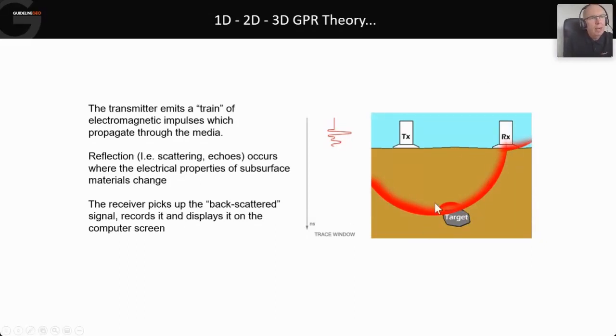A small part of the energy that's transmitted out from the TX, a small amount of that energy, has reached the target, and where we get a change of electrical properties between two materials, that change of electrical properties will cause a reflection in that energy. So some of that reflection will be bounced back. It's an echo, in effect, from that target.